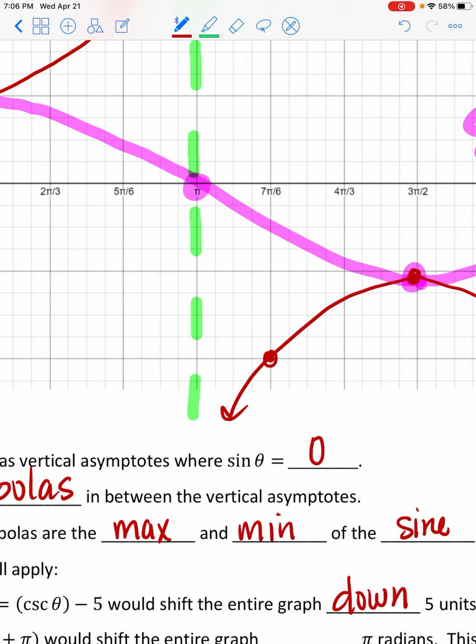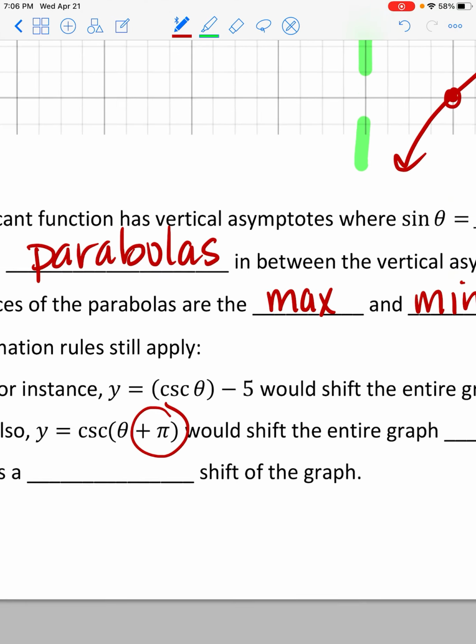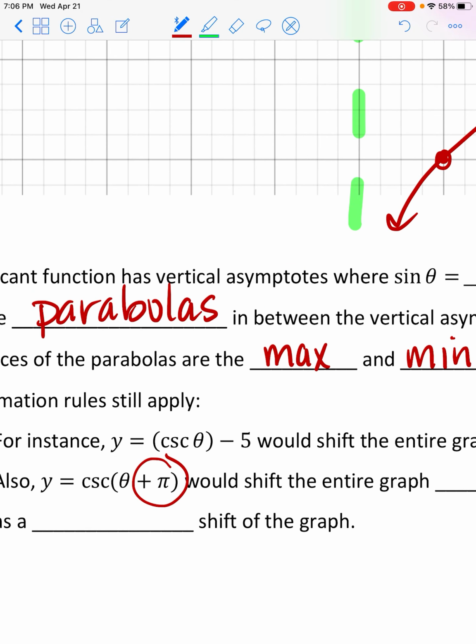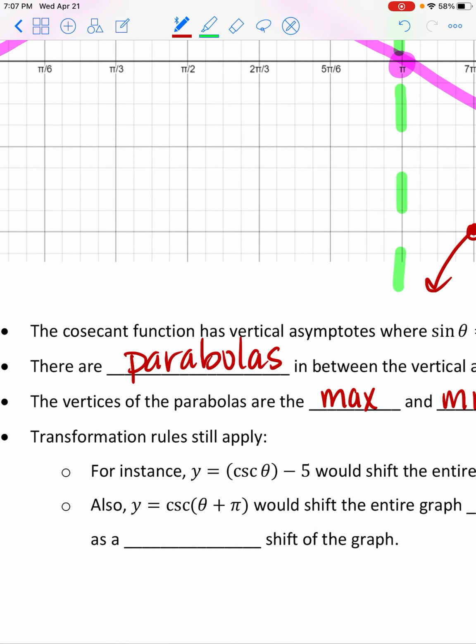And if we did this, well, again, we haven't really talked about this, but it's still true. If I add or subtract after my function, it goes up and down. If I add or subtract with my function, with the theta or the x, it makes the graph go left and right. So that plus pi in there would make my entire graph shift to the left pi radians. And when we shift left or right on a trig function, I think I mentioned this before, we technically call that a phase shift of the graph.